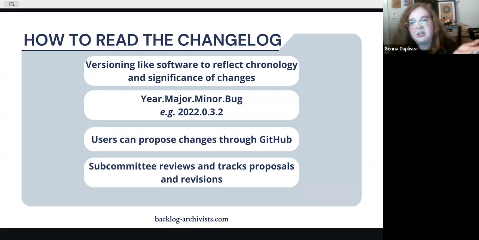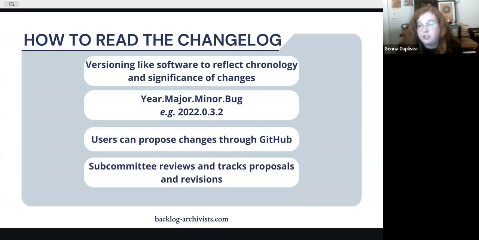So if you say 2022.0.3.2, which I believe is what we're up to, this is a 2022 version. There hasn't been a major update to the 2022 version. There have been 3 minor updates and 2 bug fixes. So that's what that means. You probably don't have to think about it that much. You're just gonna look for the most recent version. But if you want to see how DACS has changed over time, that's how each version is described.